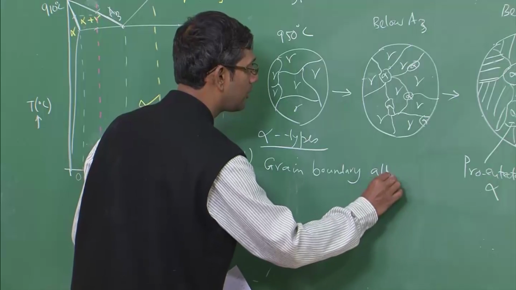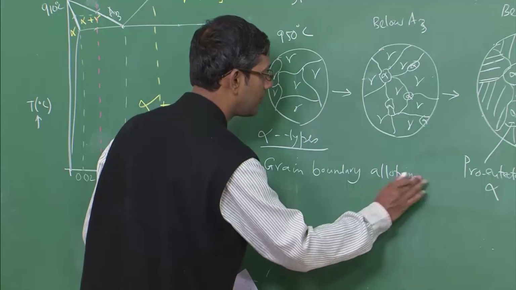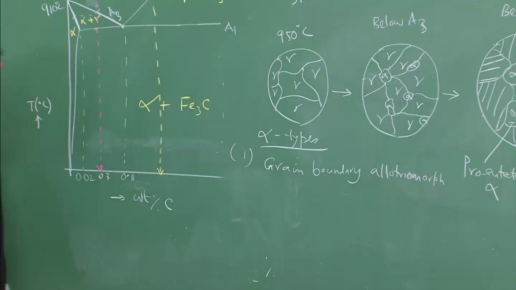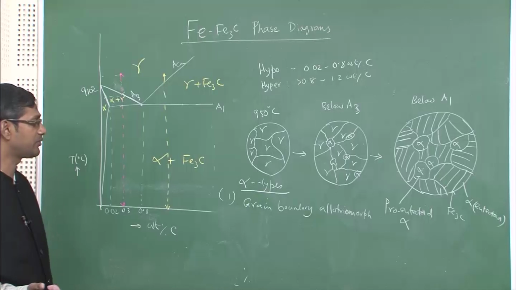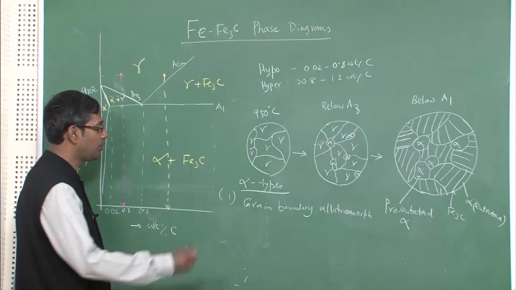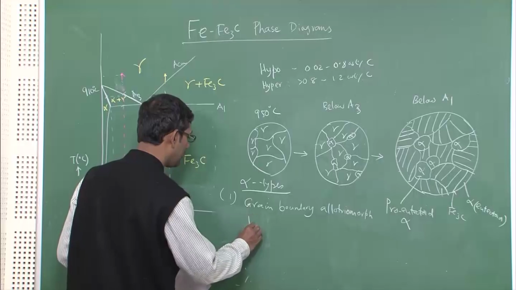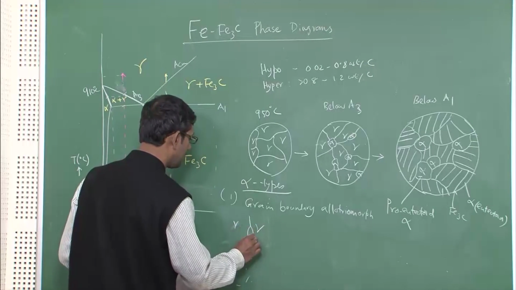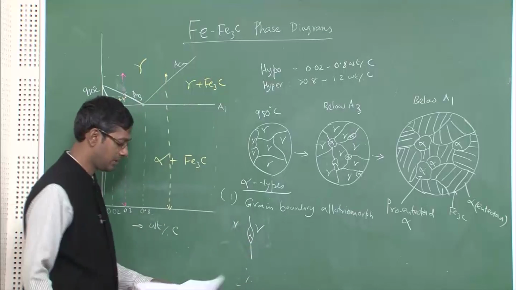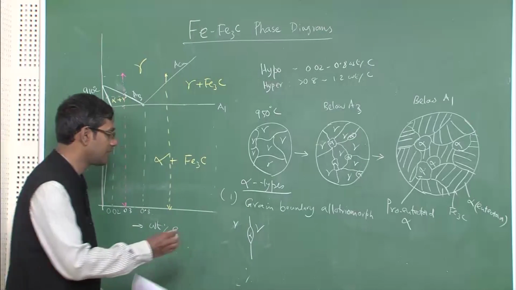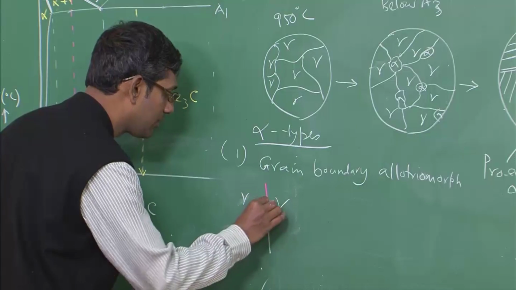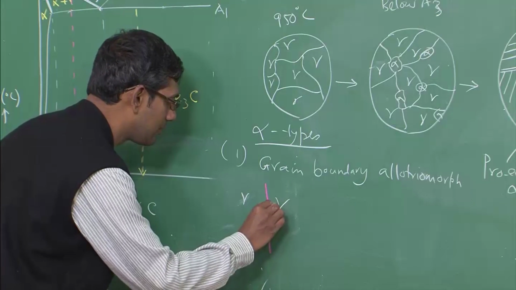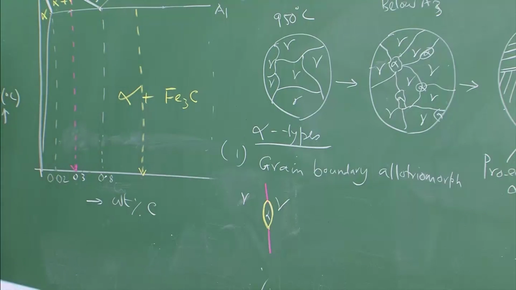Grain boundary allotriomorph is what it is called. Why is it called allotriomorph? Because this is an allotropic transformation. Gamma to alpha is normally an allotropic transformation. And it looks like this: these are the 2 gamma grains and this is alpha, and this is a boundary. Let me put in a color so you can understand. This is a boundary between 2 gamma grains and this is your alpha. This is the grain boundary allotriomorph.